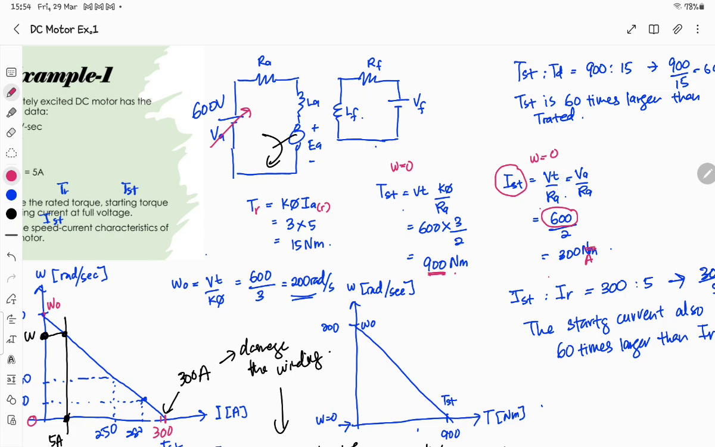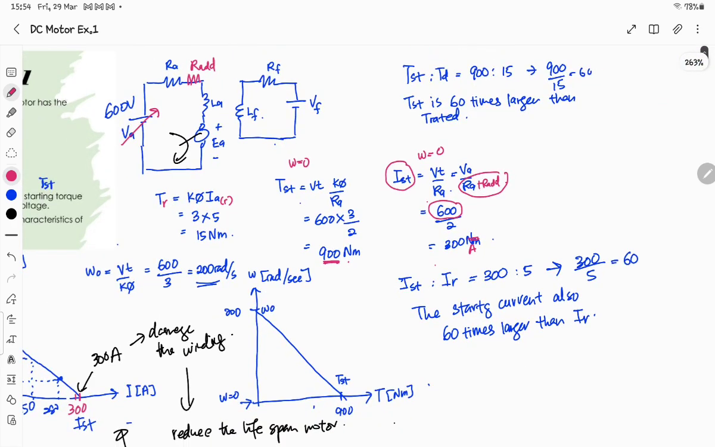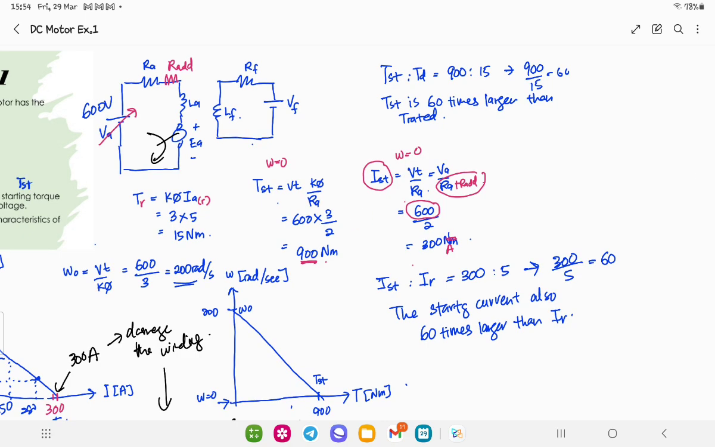Another way to reduce this starting current is by adding resistance Ra on the circuit. Look at the same equation here. When you add Ra plus Rf, the higher the resistance value here, the lower the starting current. So the same concept. Now example 2 is trying to show you how, when we reduce this terminal voltage, it can affect the starting current.